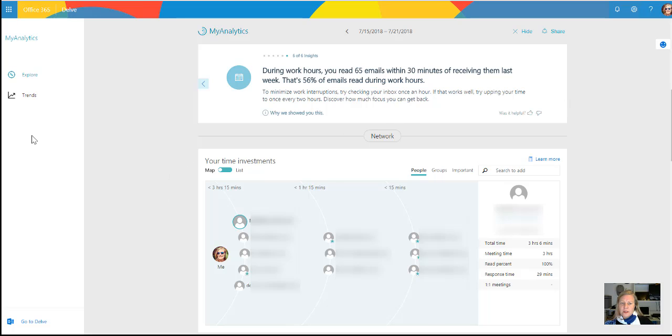Impressive. And then at the bottom there, you'll see my time investments. And these are the people that I spent most of my time with. You can hover over them as well to see how much meeting time there was, how much time you spent reading the emails, etc., or that you had one-on-one meetings with them, and also who the most important people are that you interact with.